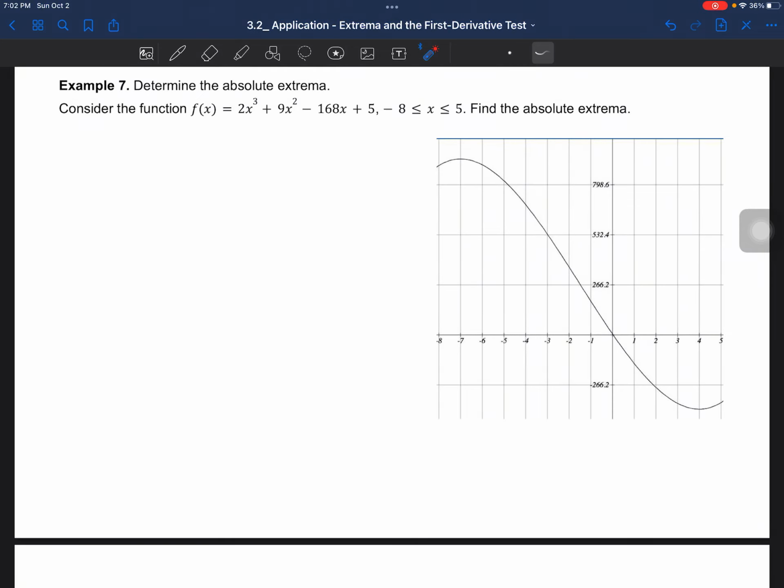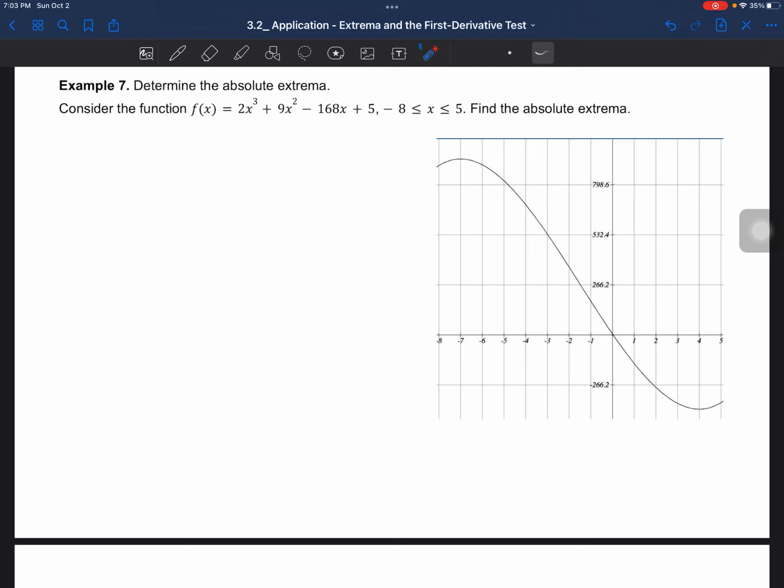All right, so example 7. In this example, we're going to do the same thing as we did in example 6. We're going to find the absolute extrema. In this case, we're also given the graph to give us a reference, a picture of the result that we got by doing a new system of finding absolute extrema. All right, so let's begin.